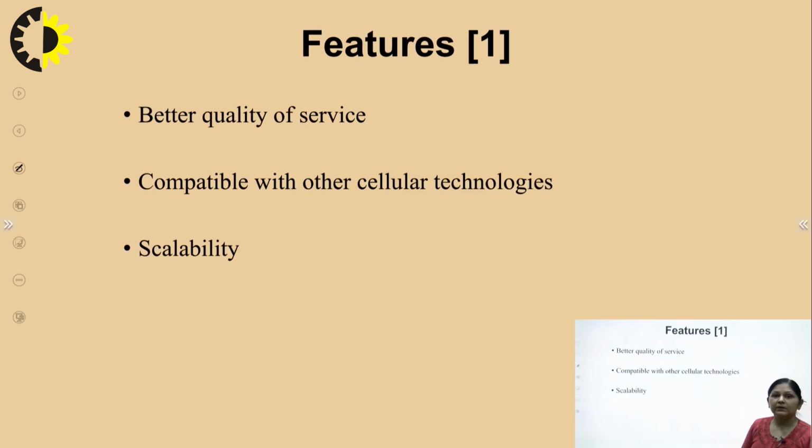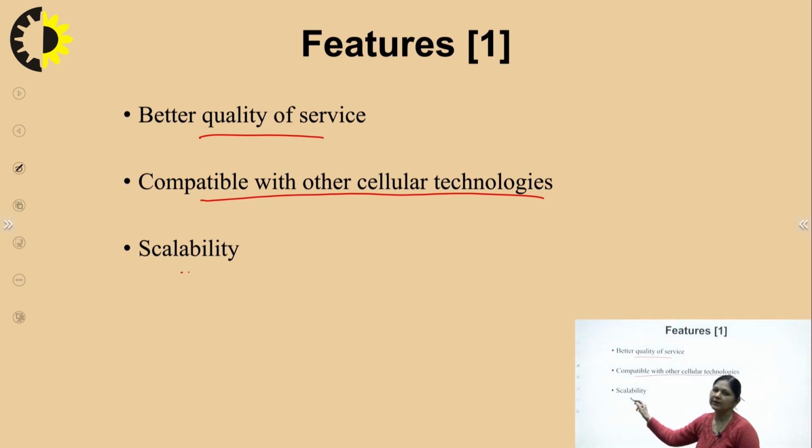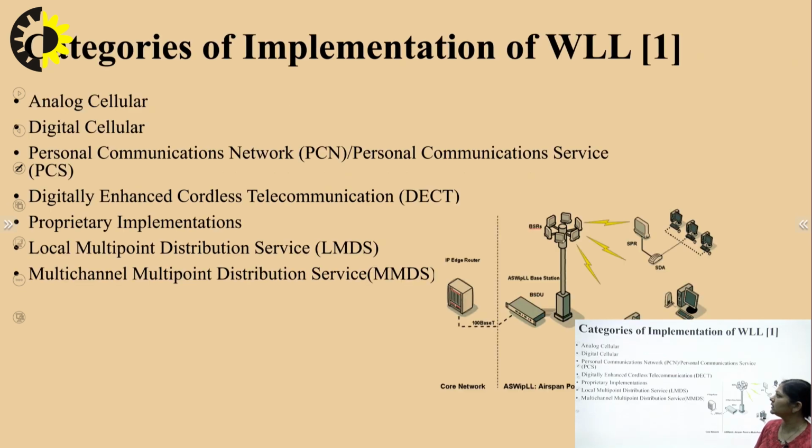Now, what are the features of this WLL? It is better quality of service, compatibility with other cellular technologies, and scalability. We can increase or decrease the number of users anytime, so it is scalable. Wireless local loop is a general term where the users are connected wirelessly with the base station ultimately.